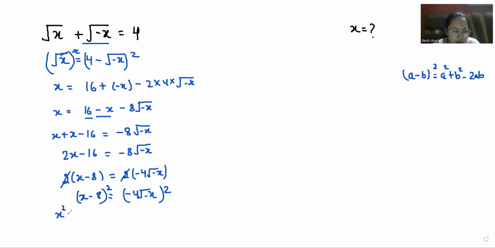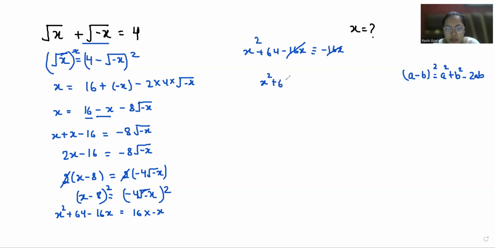So x square plus 8 square is 64 minus 16x is equals to negative 4 square is 16, and with the help of this, the square root eliminates negative x. So x square plus 64 minus 16x is equals to negative 16x. So these eliminate. So x square plus 64 is equals to 0. So x square is equals to negative 64.